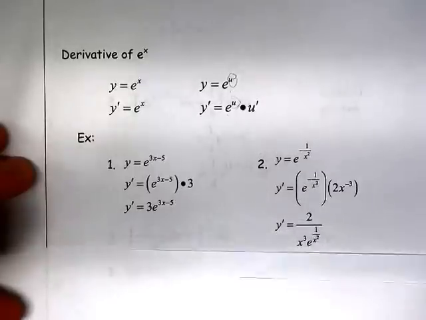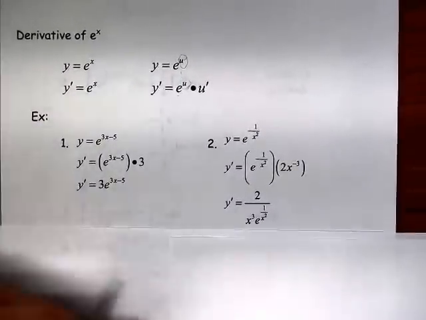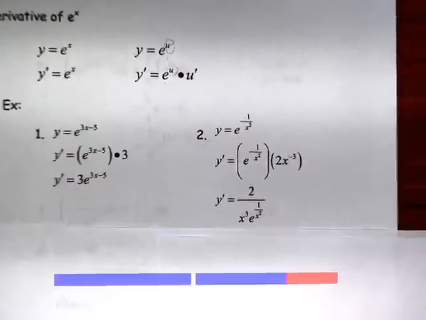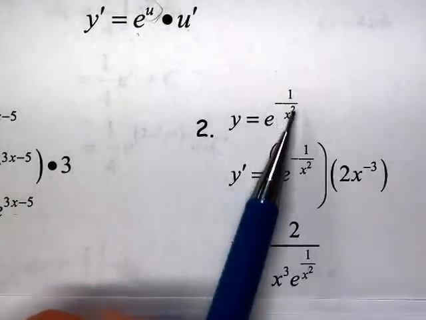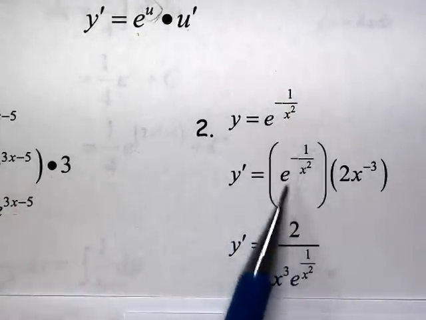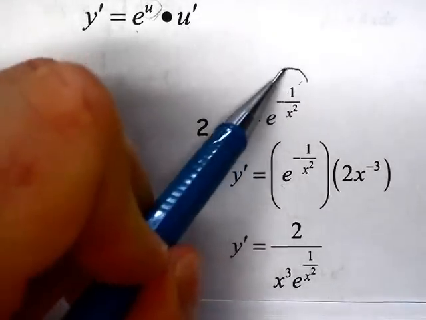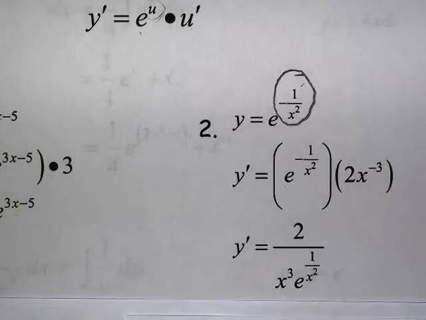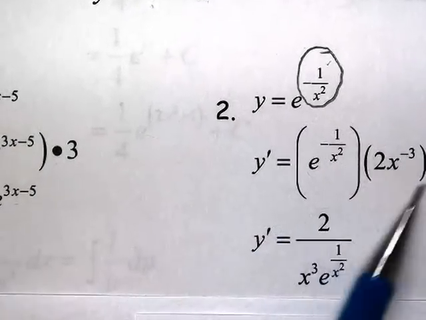Right. If we have y equals e to the, this is a negative 1 over x squared. That's negative 1 over x squared. We have e to the negative 1 over x squared times the derivative of this. So take a moment. Finding the derivative of this is sort of a process in and of itself.